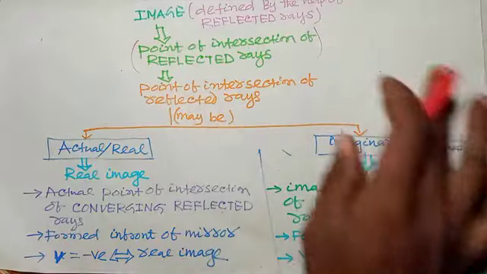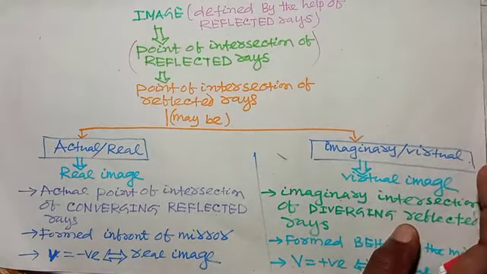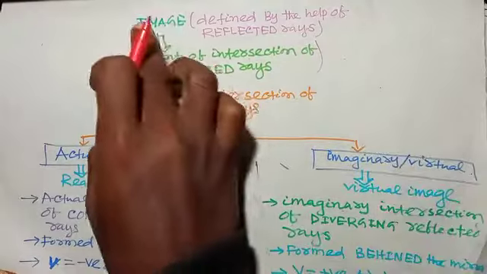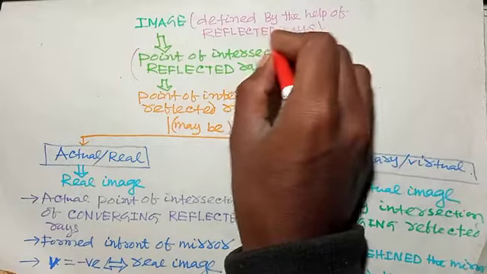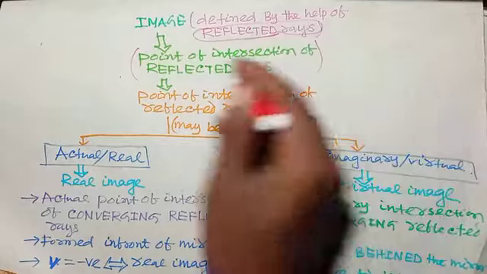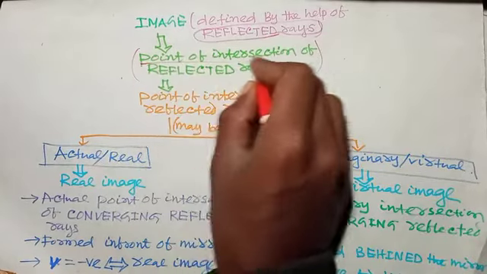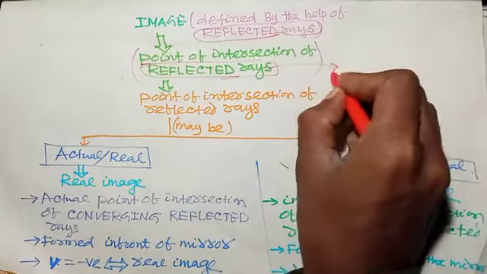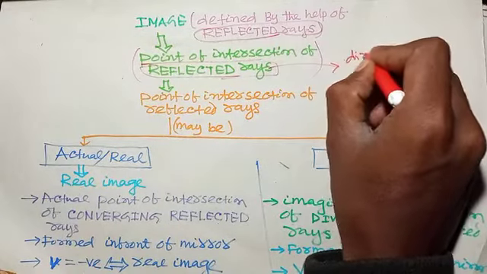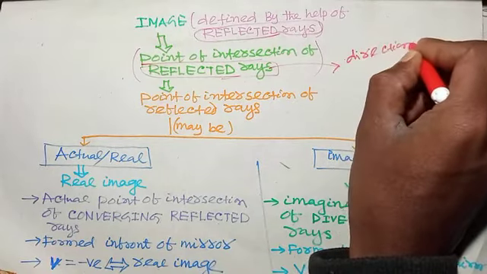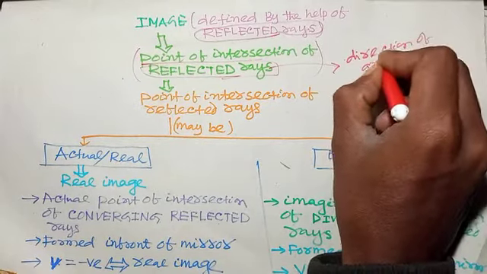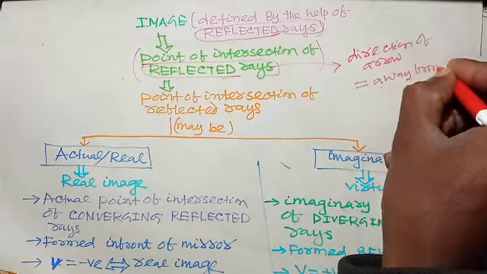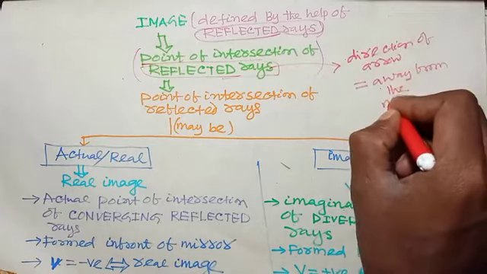So let's see about the image. In optics, the image is defined by the help of reflected rays. So image is nothing but the point of intersection of reflected rays. How to identify reflected rays? In case of reflected rays, the direction of the arrow is away from the mirror.